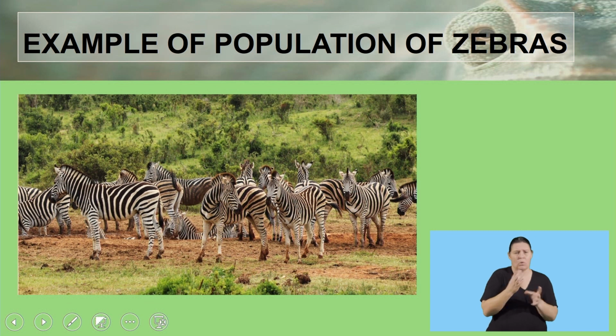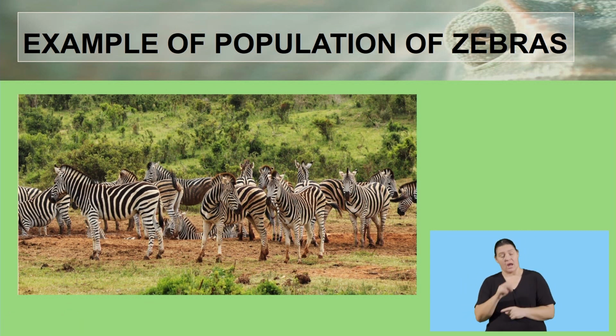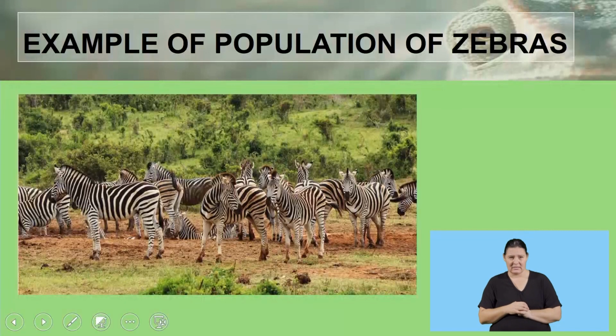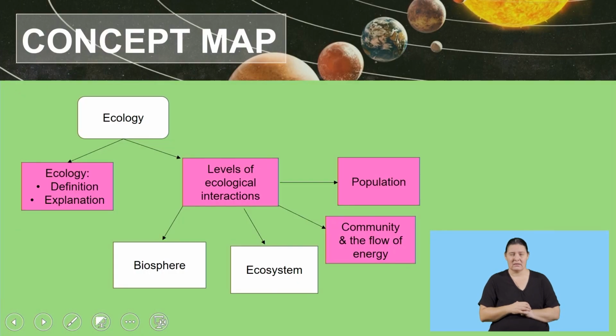Now, you can also see another example of a population. This is now a population of zebras found in the same area. We know they are breeding with one another because we can see there's more than one, which means reproduction is taking place.